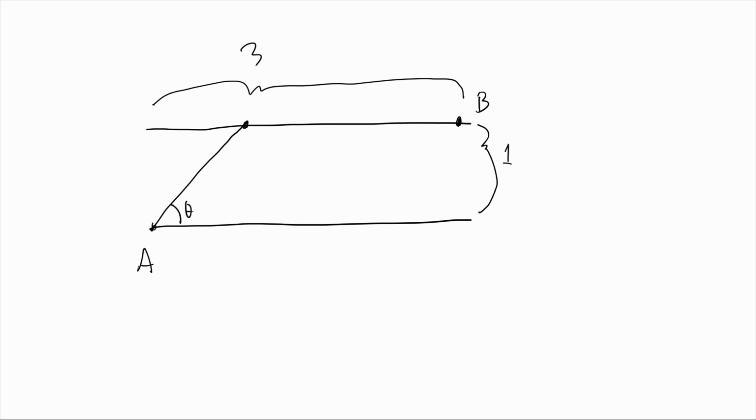Let's take a look at an optimization problem in calculus. We're going to be trying to minimize something. We want to minimize the time it'll take to move across, let's suppose this is a river, from point A to point B.